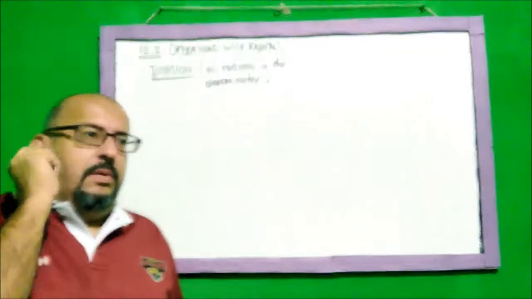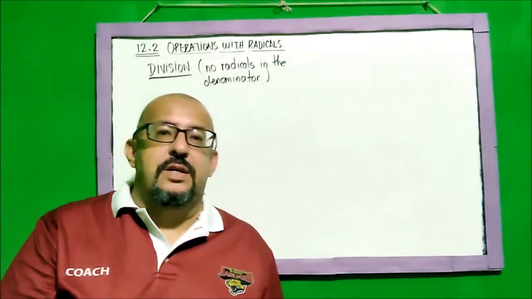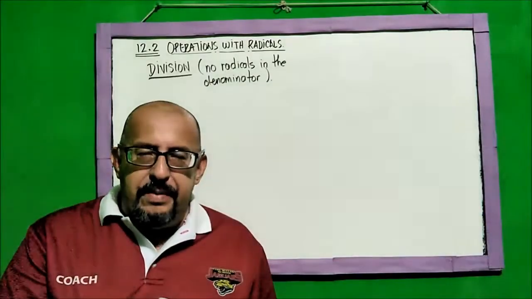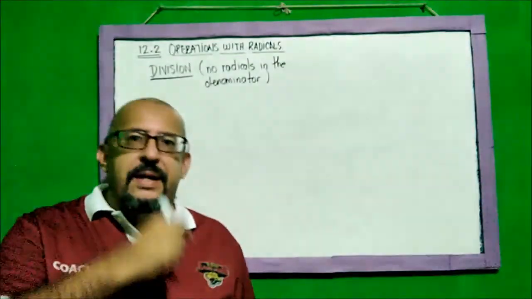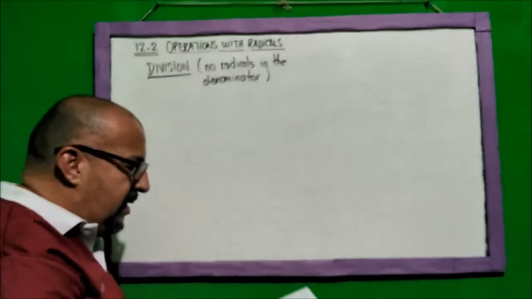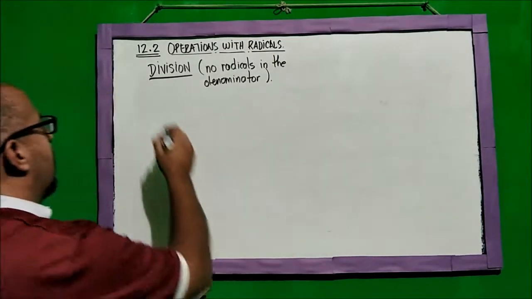Now, to leave no radicals in the denominator, we're going to use a process that is called rationalizing the denominator. Rationalizing the denominator is very easy. We just eliminate the radical from the denominator. So let's apply some examples to see how we can achieve that situation.